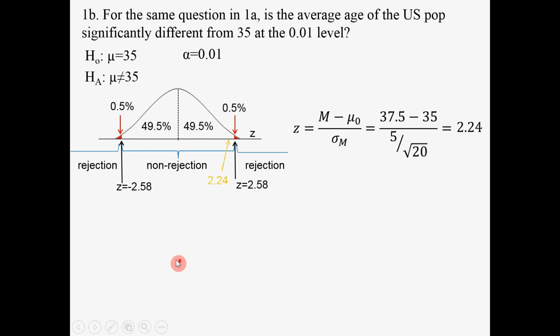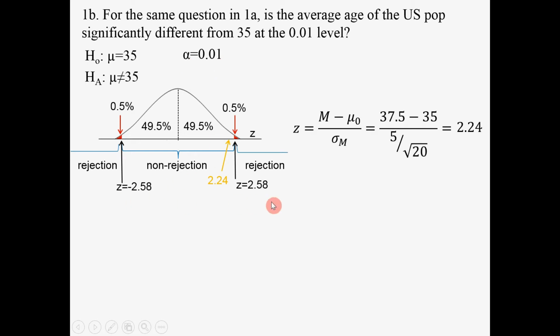to determine where the sample mean falls, in the rejection region or the non-rejection region. 2.24 is smaller than 2.58, so it falls to the left of 2.58. In other words, it does not fall in the rejection region. So from this step, we already know that the sample mean in our hand is not a real event for the given null hypothesis when we set alpha at the 1% level.